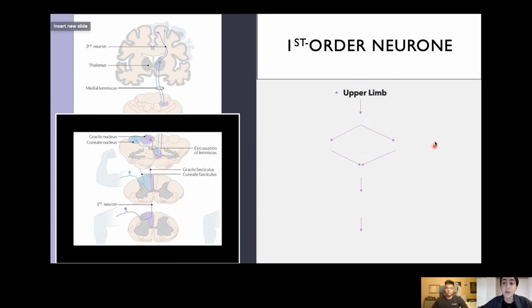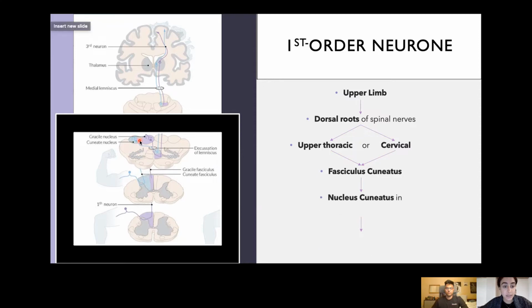Then we have the first order neuron. If it starts from the upper limb, then it will again go through the dorsal root of the spinal nerve to the dorsal horn. They will enter the spinal cord through the upper thoracic and cervical levels, and they will go to which fasciculus? To the fasciculus cuneatus. They will ascend uninterrupted up to the nucleus cuneatus in the medulla. And there, of course, the same ipsilateral, and there they will synapse with the second order neurons.